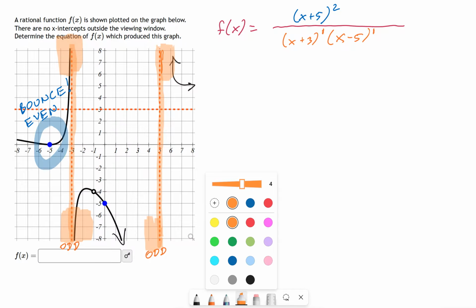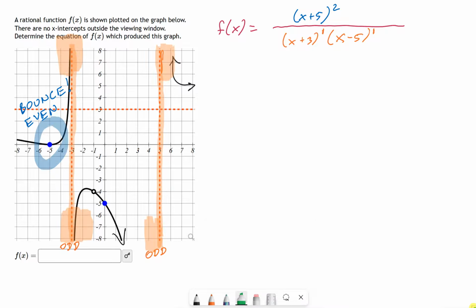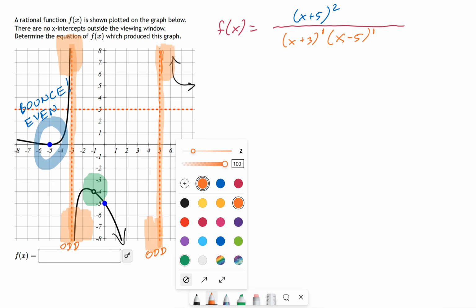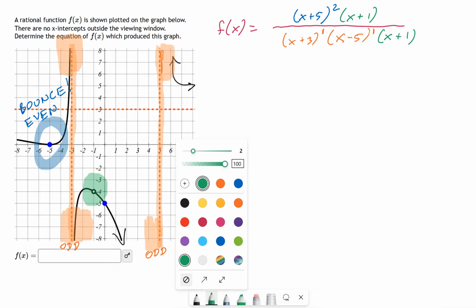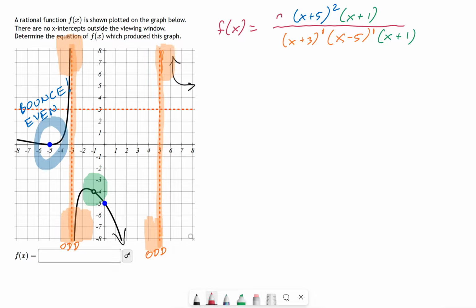There's one thing I've left out. So we want to make sure we talk about this little booger. That is a hole in the function, and it creates a factor on the top and the bottom. And all we care about is where the x value is located. So that's x plus 1 on top and bottom. This thing's basically done. Now we just have to figure out what is the scaling factor in front. What is that a term? It's going to be a number. It could be 3, it could be -2, it could be a quarter.